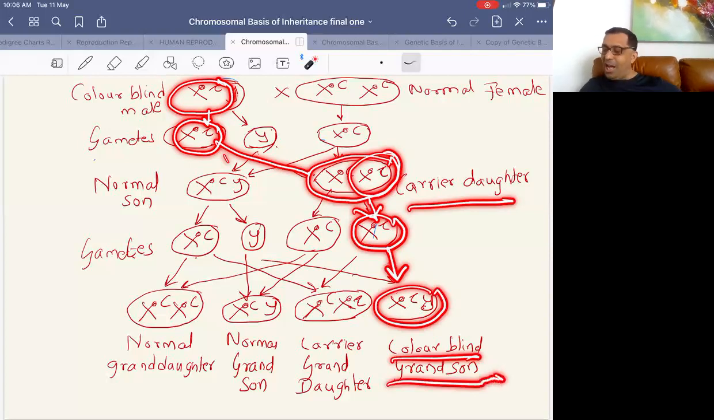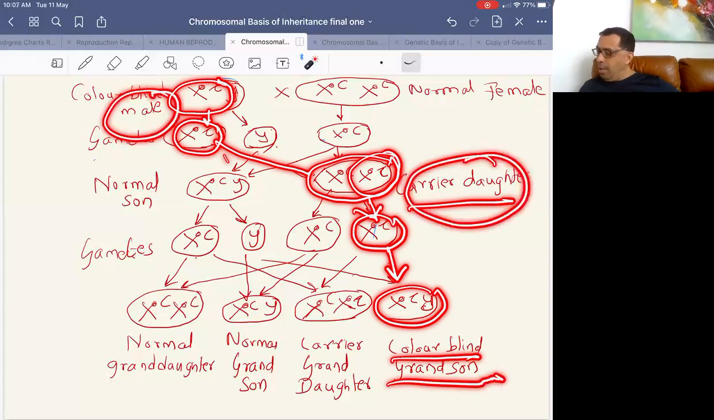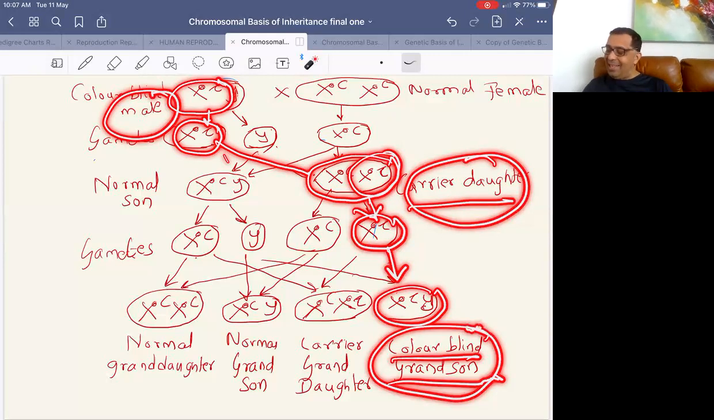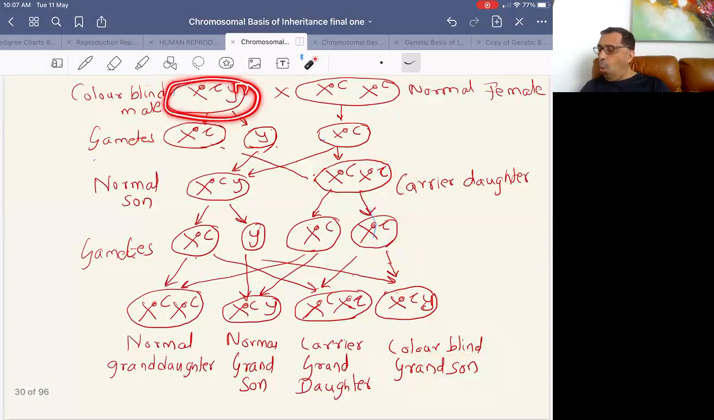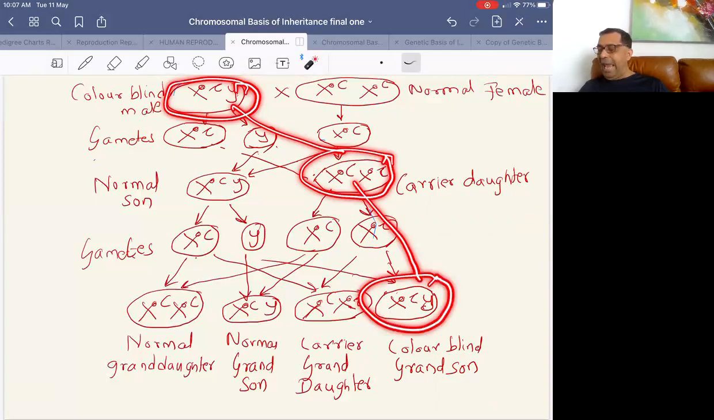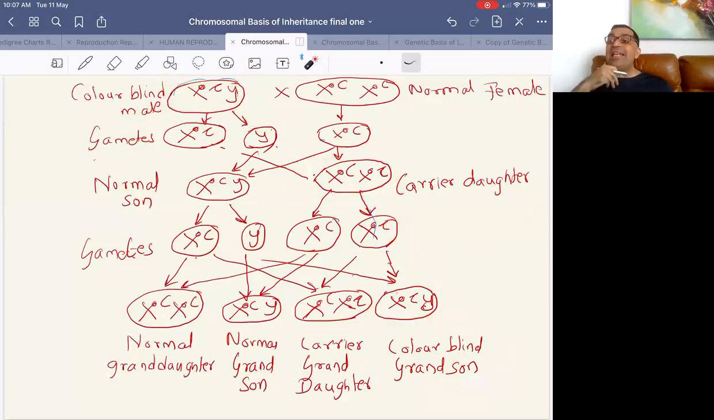So the disease has passed from male via carrier daughter back to male grandson, and this phenomenon is called as a criss-cross inheritance. Criss-cross, passing from male via daughter to male is called as criss-cross inheritance, and this pattern is an X-linked pattern.